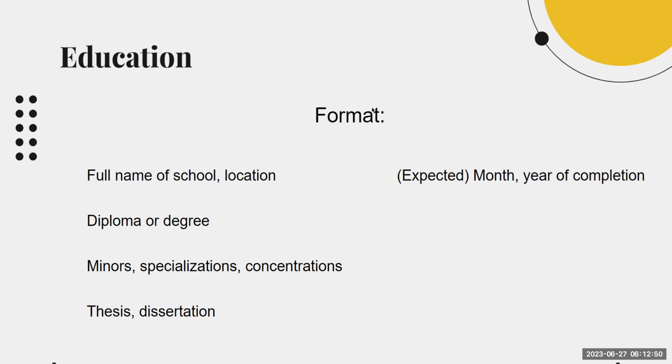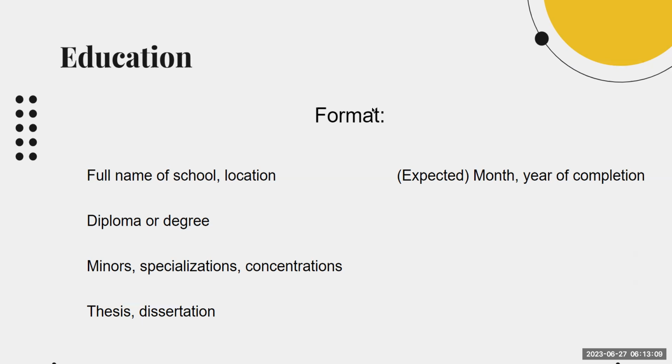And then across from that, or below that, if it's applicable, you would also have a thesis or a dissertation that you've done included in your education section as well. You can include GPA, but that's optional and it's only really recommended to include if your GPA was high or if you graduated with either honors or distinction.